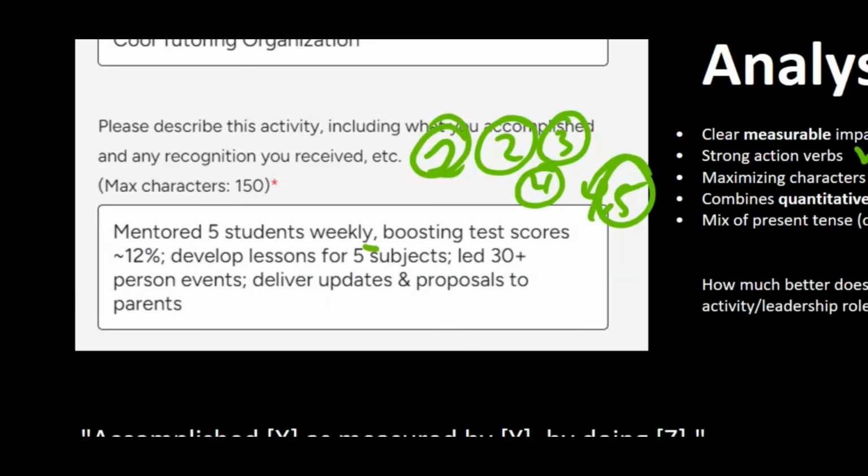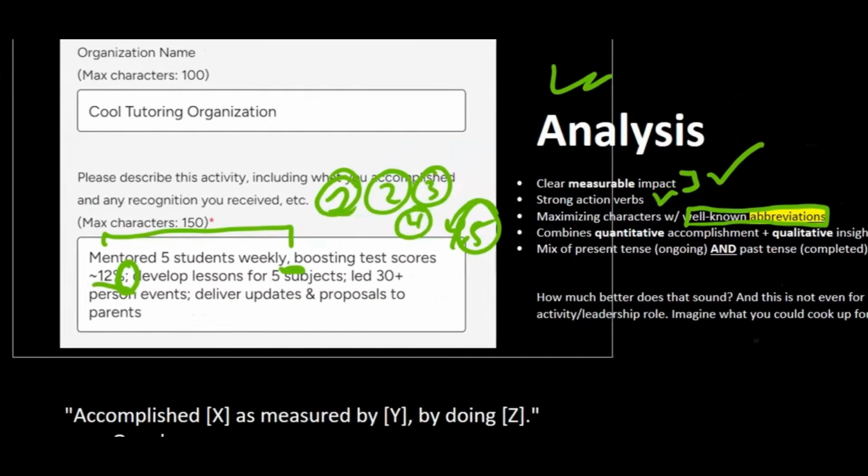We're also, I think this one's interesting, using commas here to link 2 things that are related. So you mentored 5 students weekly, comma, boosting test scores by around 12%. Those 2 are directly tied to each other, and that's why we have that comma. But for different clauses here where they're sort of not related directly, we're going to be using that colon symbol.